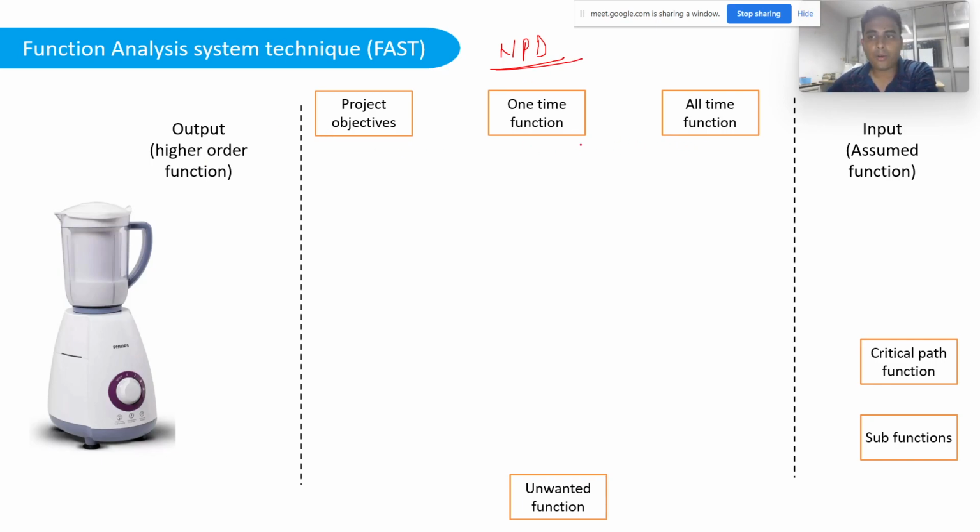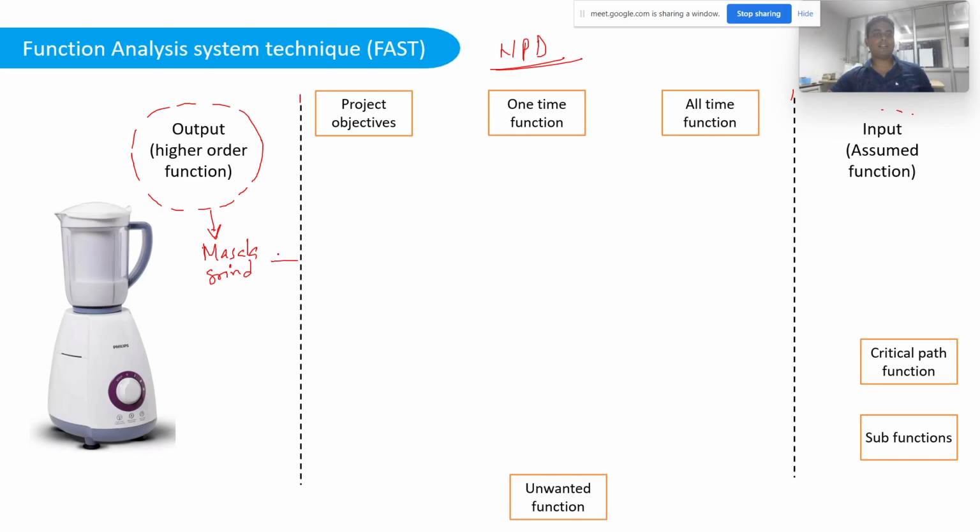So what we do here, as a task, is create two vertical lines, and from this side we write down the higher order output functions. What we think is the functionality of this particular juicer or grinder. So for example, its main output is that you can make some masala grind, or juice grind, or anything.